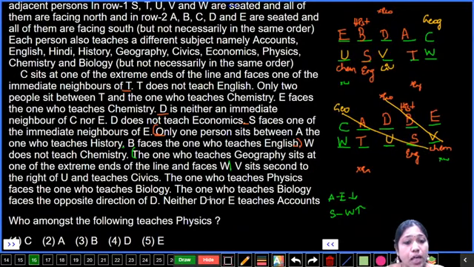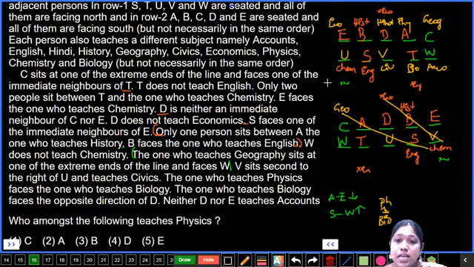And the next condition is the one who teaches biology faces opposite direction of D. The one who teaches physics and biology are facing each other. Physics and biology should face opposite to each other. And there is a condition saying that biology faces opposite direction of D. That means biology should be facing north and physics will be facing south. Neither D nor E teaches accounts. That means W teaches accounts. What is remaining here is economics, which does not go to D, so economics goes to E. The remaining subject Hindi is allocated to D. This is our final output.